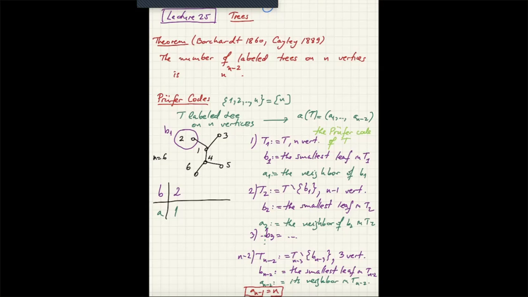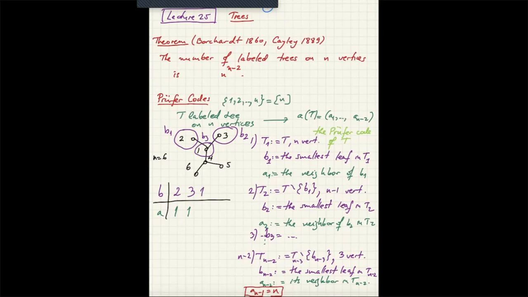We denote by B2 the smallest leaf in T2. And for our graph, that will be 3. So B2 equals 3. And we write that in our table, and we also write down the neighbor of B2 in the tree T2, which is 1 again. And so the procedure continues. You have a third step, and the smallest leaf now will be 1, and so that's B3.